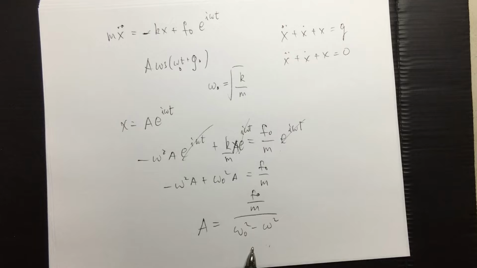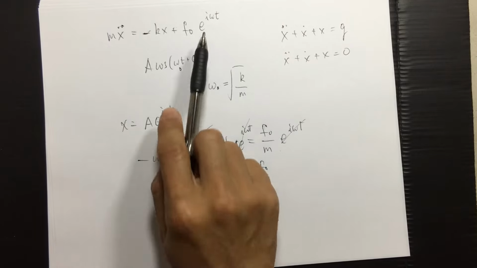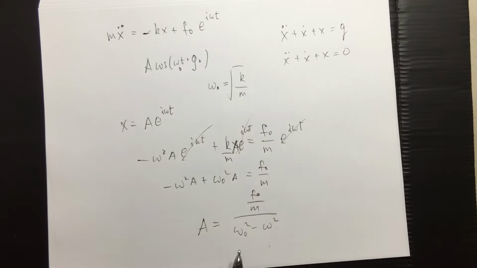What happens if this outside force omega equals the natural frequency of the spring? What happens?